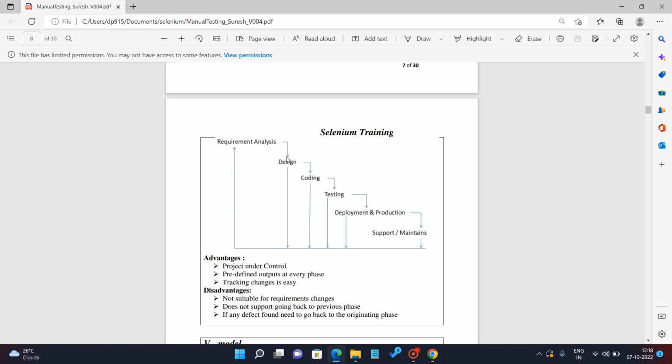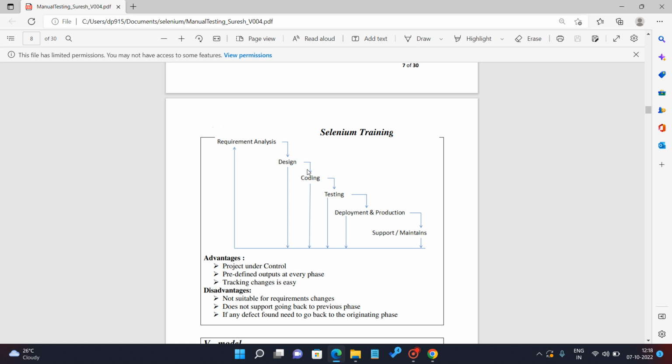The next phase is designing. Designing is creating the SRS, FRS, and BRS documents, and designing the architecture. Designing phase means high-level design documents along with the BRS and SRS documents. And the next phase.